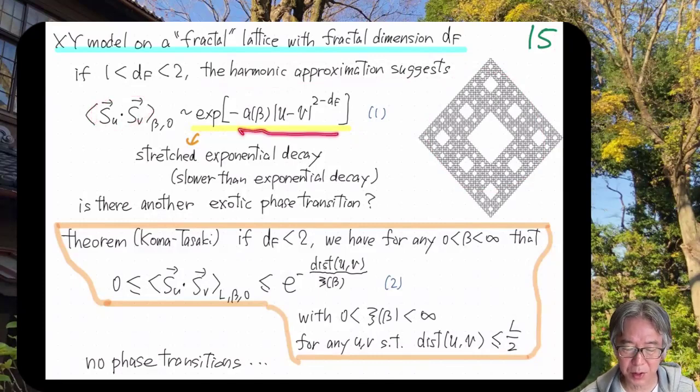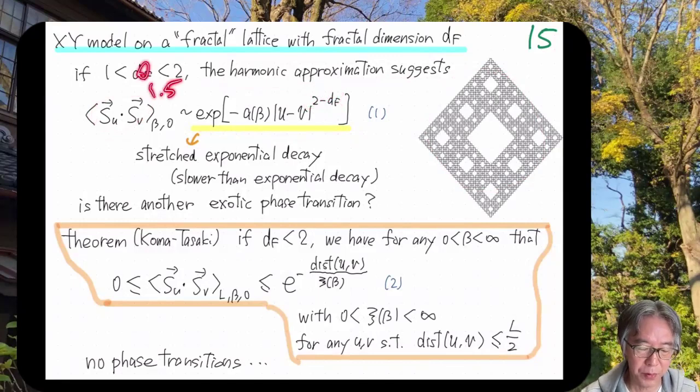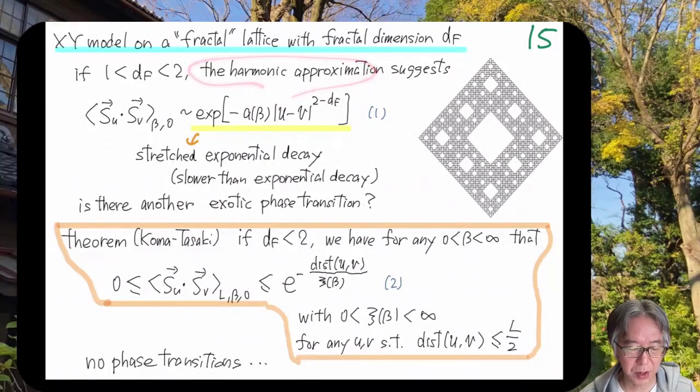This looks like exponential decay, but no, this is an exponential decay with an extra power. For example, if this is 1.5, then here you have 0.5. This is usually called a stretched exponential decay, and it's slower than the usual exponential decay. So this result from the harmonic approximation suggests that there is another exotic phase transition in this XY model defined on the fractal lattice. But actually, it was not the case.